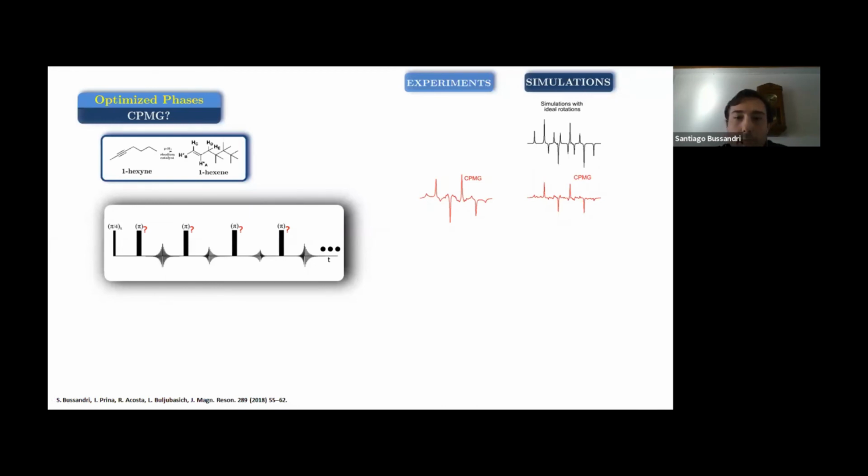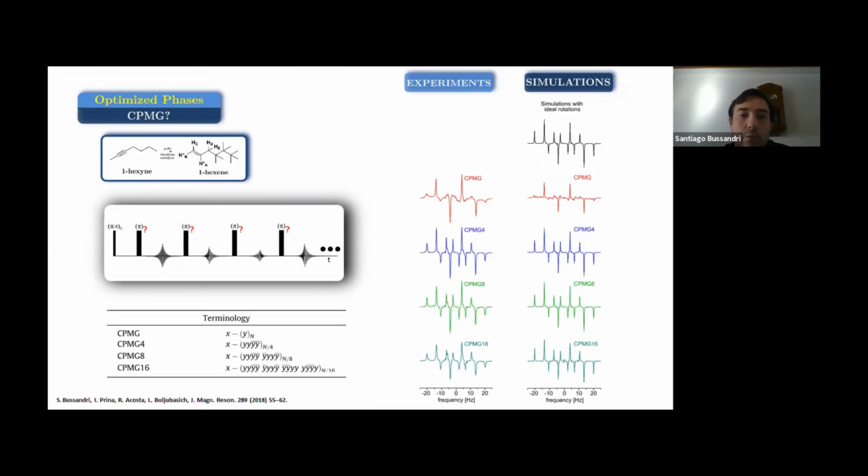spectra would look like. So if the CPMG is not an option, we perform experiments and simulation on these other three supercycles where we adopt this terminology, where the number right here represents the size of the supercycle. Experiments and simulations showed us that the CPMG4 or MLEV4 with this phase arrangement is the phase arrangement that gives us the most accurate spectrum compared with the one with ideal rotations. So this is the phase arrangement that we'll use for all of our experiments.